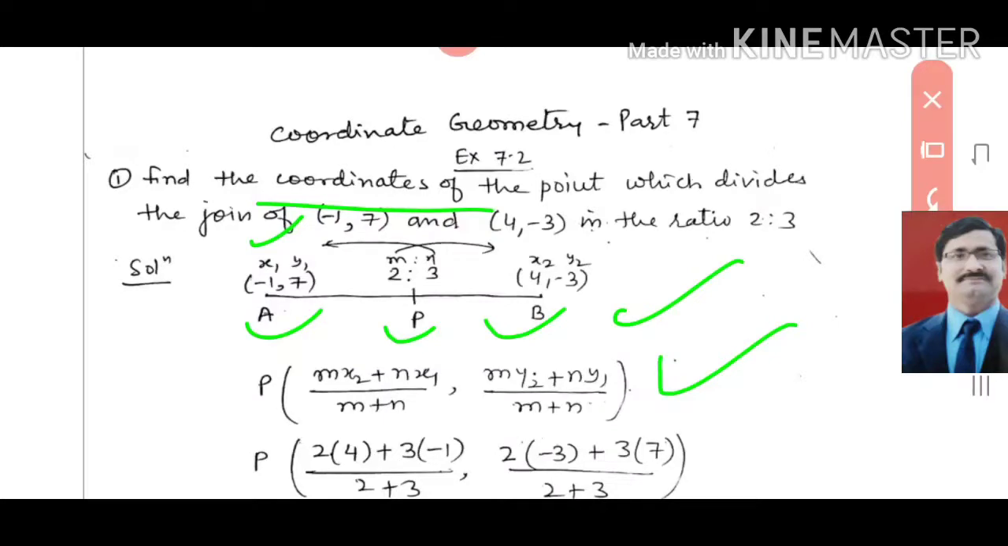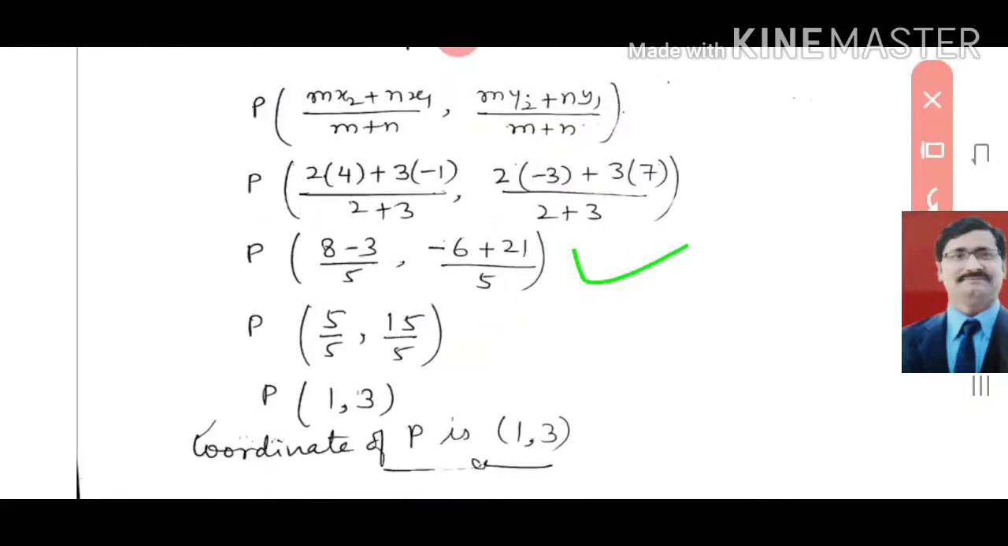You put all these values in the formula, you get P is (2 into 4 plus 3 into -1) upon (2 plus 3), and second (2 into -3 plus 3 into 7) upon (2 plus 3). So P is (8 minus 3) upon 5 and (-6 plus 21) upon 5. This P is 5 upon 5 and 15 upon 5. So last we get the solution: the coordinate P is (1, 3). This is the answer. Very good question.